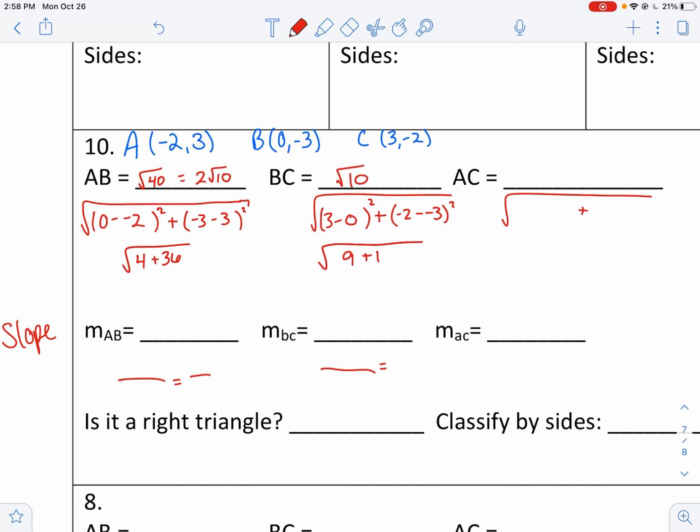And our last one, AC: x2 minus x1, 3 minus a negative 2 squared, plus y2 minus y1, negative 2 minus 3 squared. So 3 plus 2 is 5 squared, plus negative 5 squared is also 25. So that's root 50, or 5 root 2.